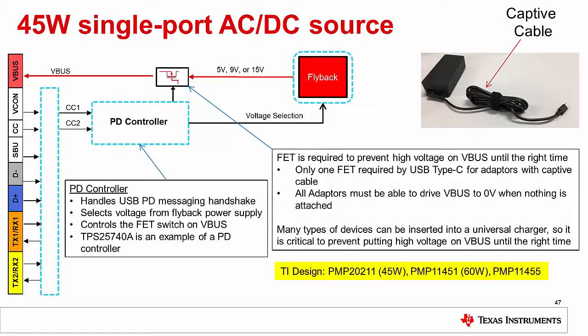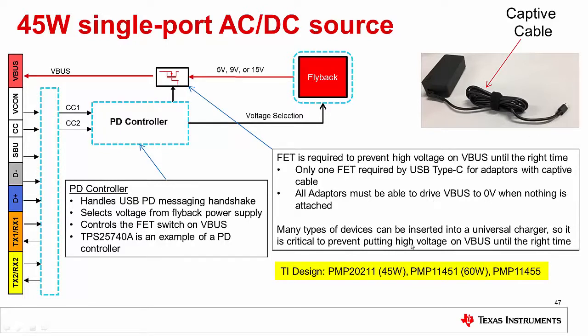Remember, the whole reason for that FET was to limit inrush capacitance from a legacy A port. Since a legacy A port cannot be connected to this captive cable source, there's no need to have that FET. So the only FET that I'm showing here is the one that allows us to get to a cold socket, because even though we have a captive cable, we still need to be able to get to 0 volts on VBus per USB PD specifications.